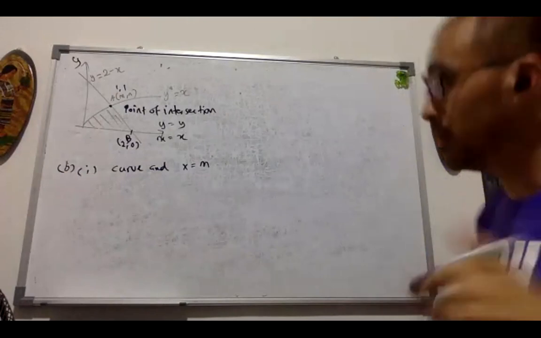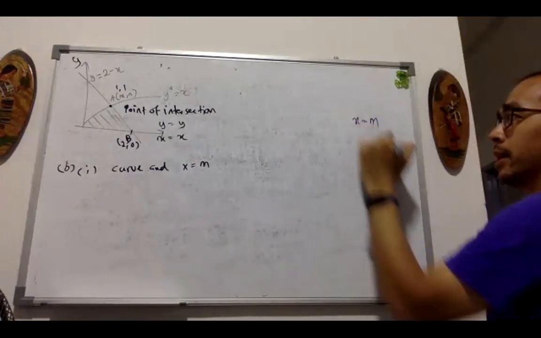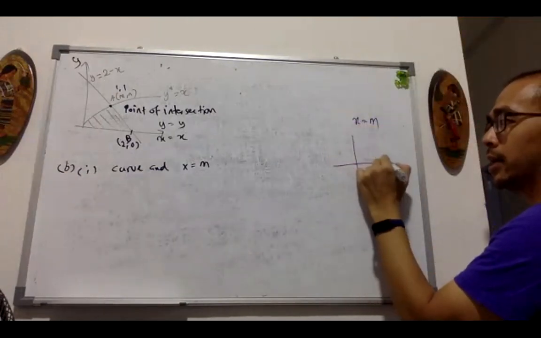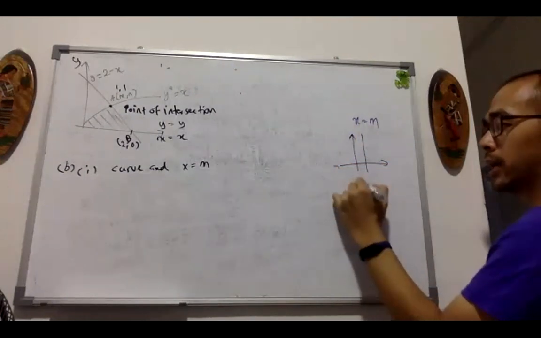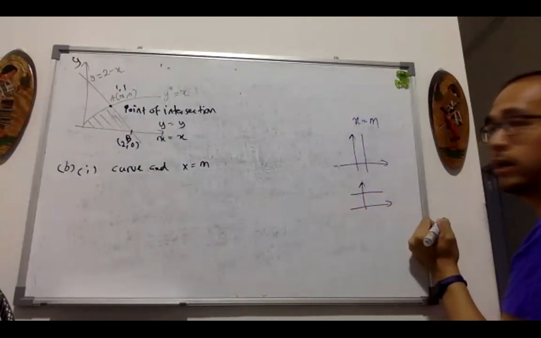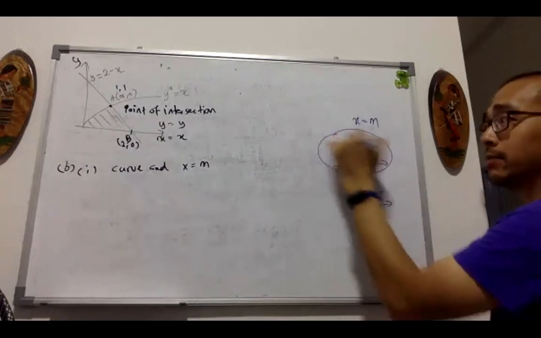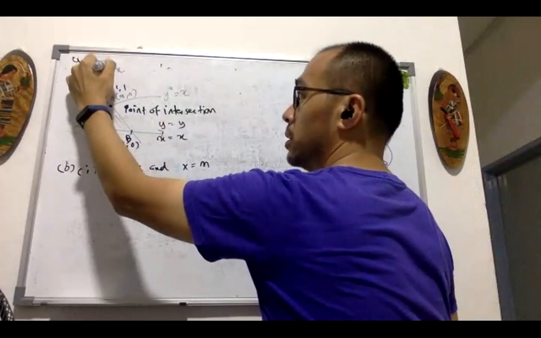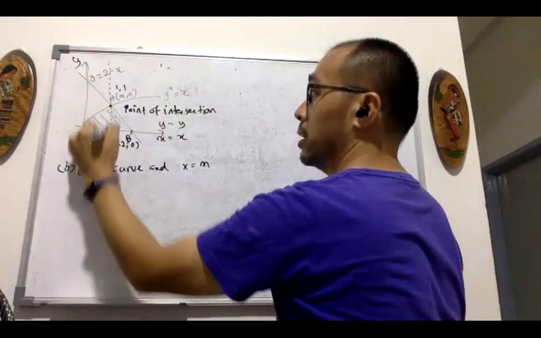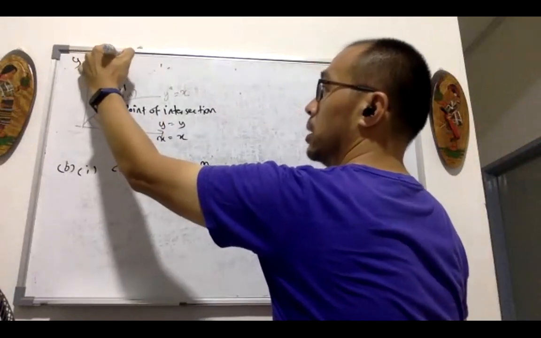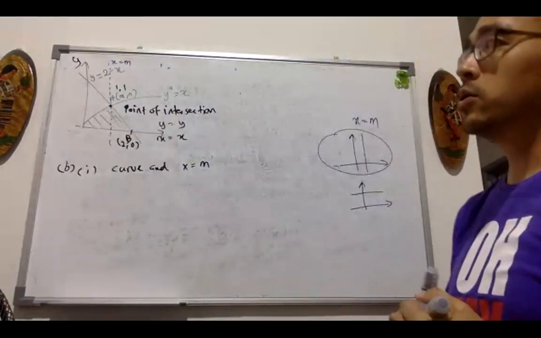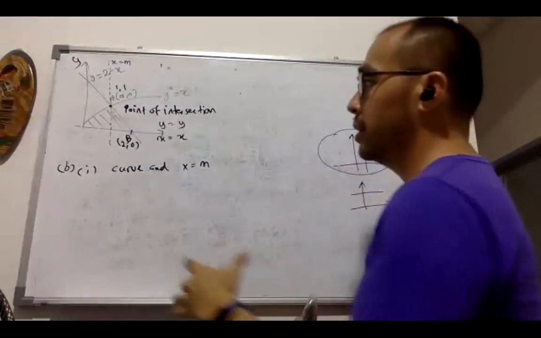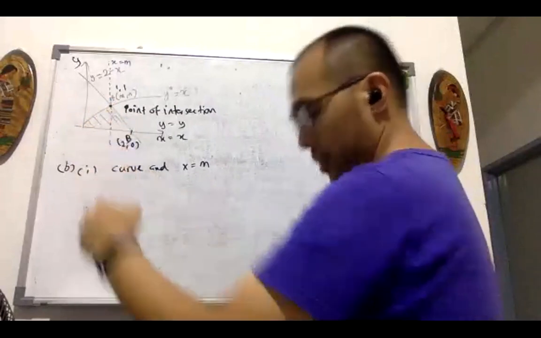If you remember from your normal maths, kalau x equals m, bahkan dia garis macam mana? Adakah dia garis menegak atau adakah dia garis mendatar? Okay, so this is the one, dia garis menegak at point M. So since this is point M, we have this line over here, the line x equals M. So we have this region that is bounded by the curve and x equals M.